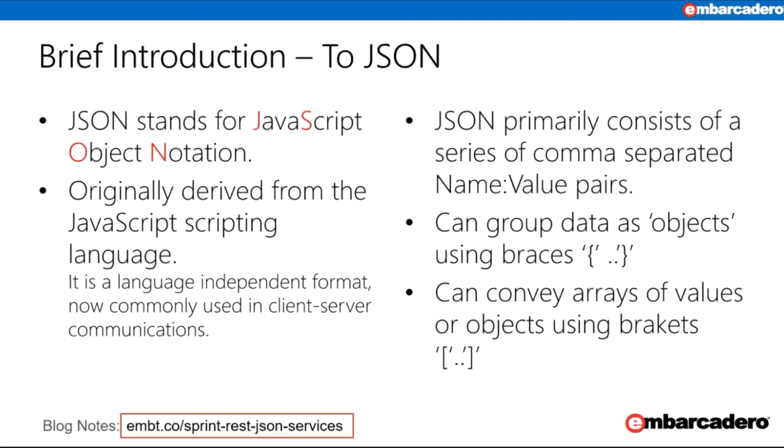Now let's take a look at JSON. JSON stands for JavaScript Object Notation and was originally derived from the JavaScript scripting language. Being a language-agnostic format, JSON is now used by a wide range of programming languages as a means of encapsulating data in a readable format. JSON primarily consists of a series of comma-separated name-value pairs, which may be grouped with braces to form objects, and may also be grouped with brackets to form arrays. JSON is also recursive in that any object can own any other object and may own values and arrays also.